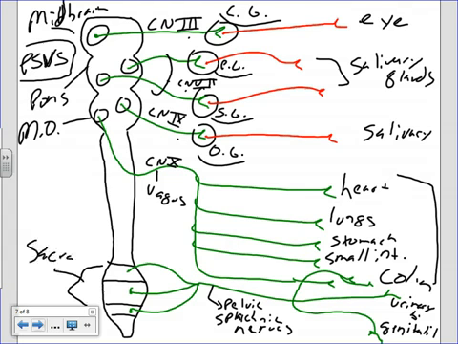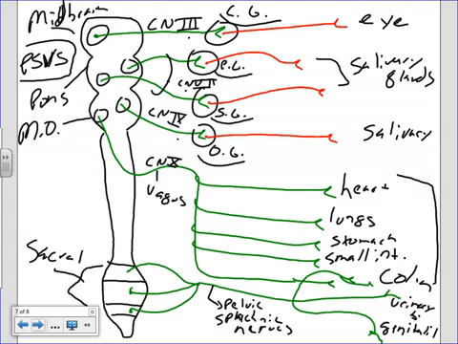or sacral regions of the sacral vertebrae, sacral aspect of the spinal cord, to form what are called the pelvic splanchnic nerves. And then these are what innervate the descending colon, the sigmoid colon, the urinary bladder, and the genitalia. So in a nutshell, we've got your parasympathetic nervous system here.